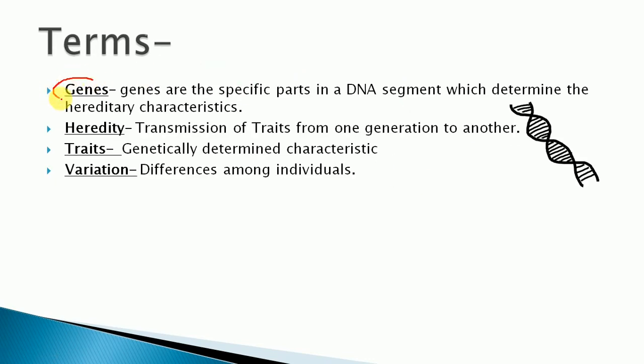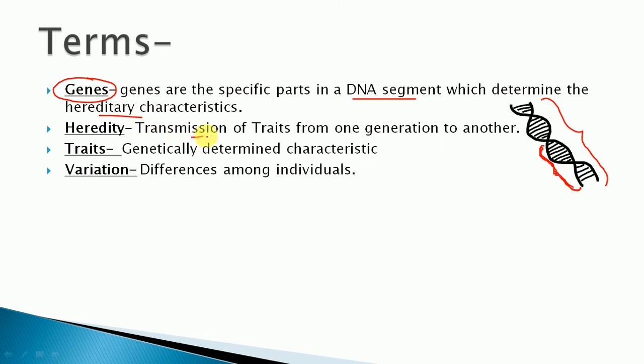The first term in this chapter is genes. What are genes? As we have already studied in the cell division chapter on the structure of chromosome, in that chapter we studied that genes are the specific parts in a DNA segment. If we see, this is the DNA segment. So in this DNA, if we consider this particular part, and if this particular part is functional, means it is involved in a certain characteristic of the body, then this specific part is called a gene. Okay, so it determines the hereditary characteristics.